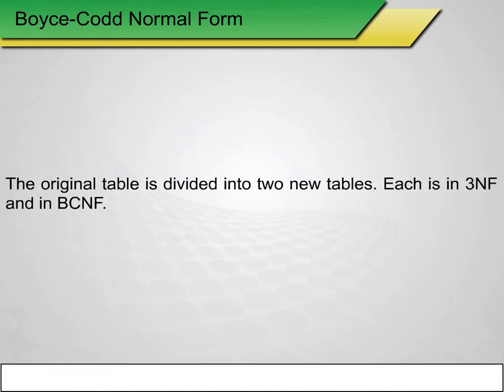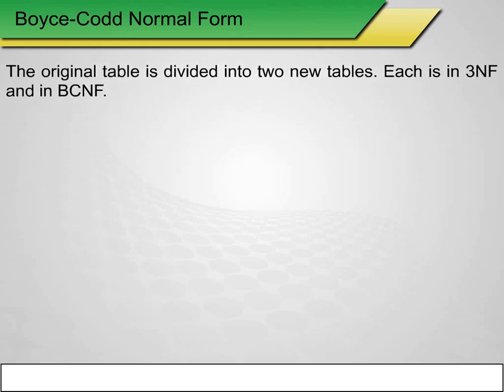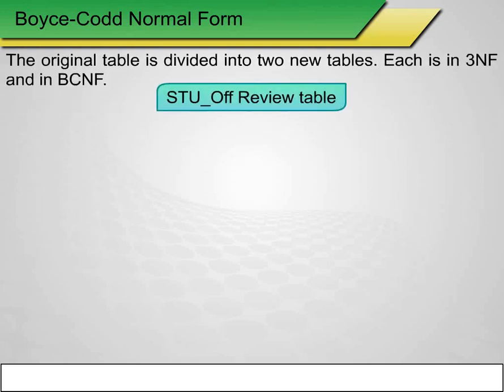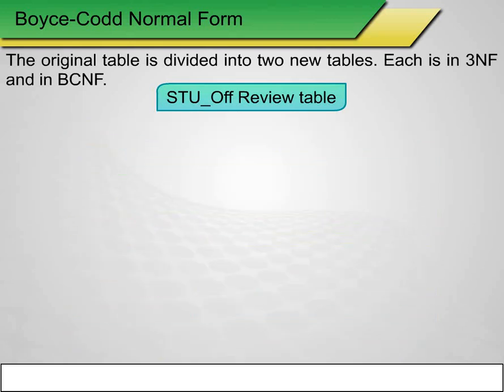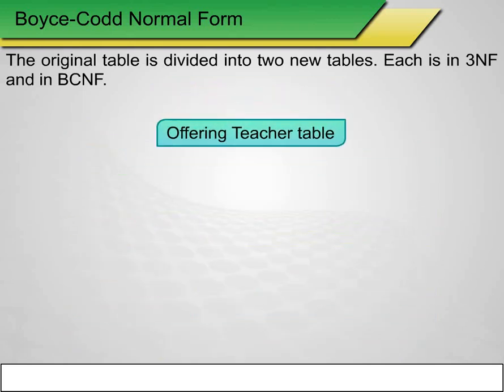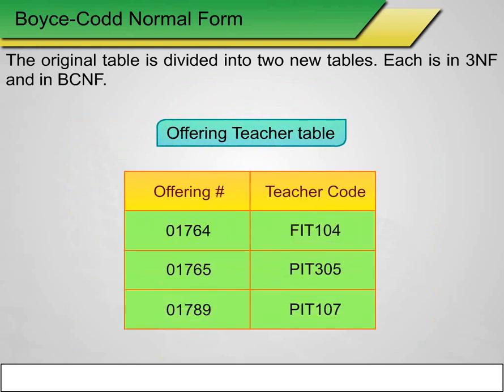The original table is divided into two new tables. Each is in 3NF and in BCNF. Student offering review table, offering teacher table.